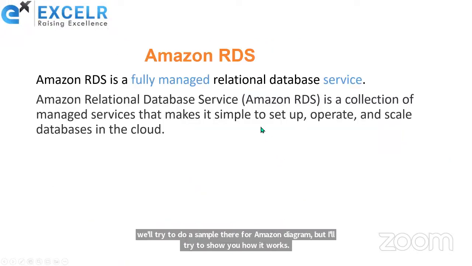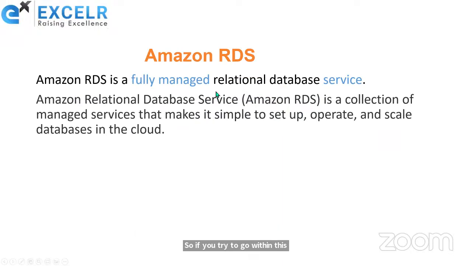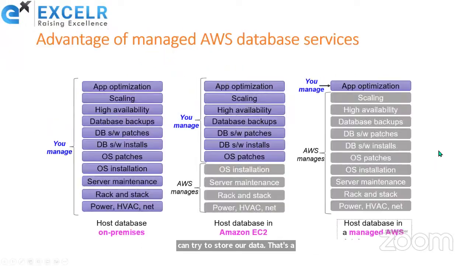Amazon RDS is a fully managed relational database service. It is a collection of managed services that makes it simple to set up, operate, and scale databases in the cloud. It is very simple to set up because it is provided as a software as a service, where we can integrate our applications to this database so that we can store our data. Okay, that's about RDS.